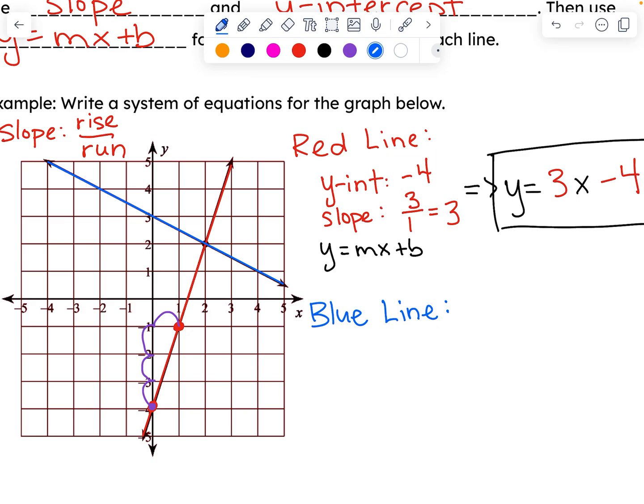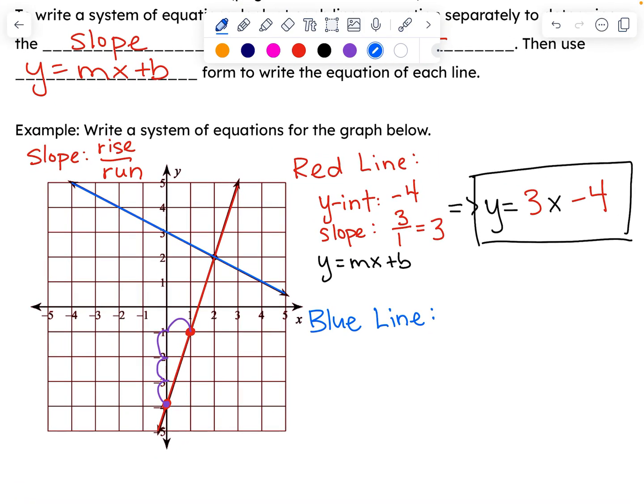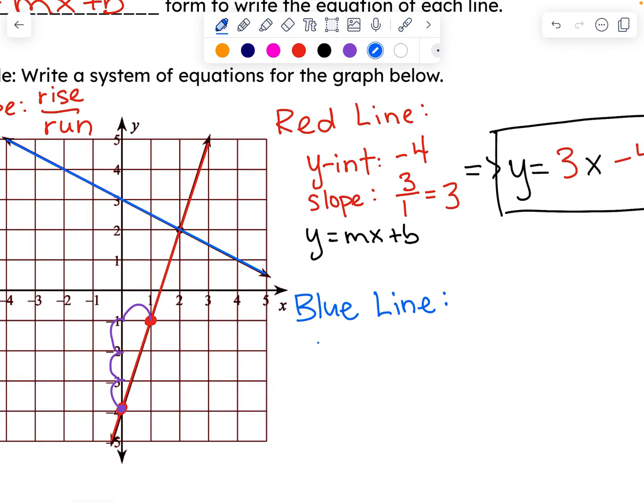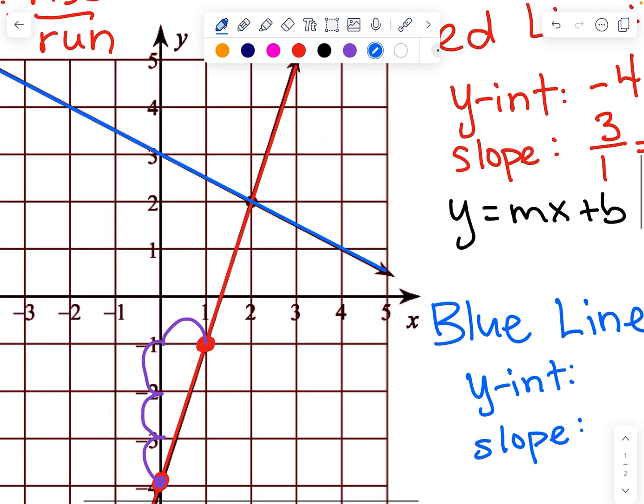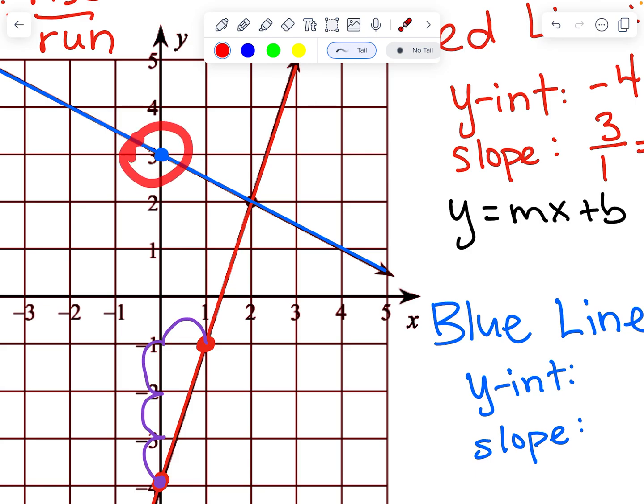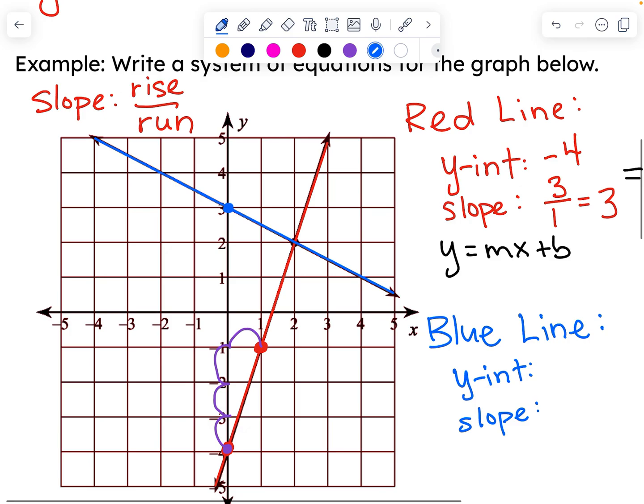Pause the video at this point if need be. And now we're going to find both the y-intercept and the slope for the blue line. Well, my y-intercept is right here. This is the place where the blue line is crossing the y-axis. So I have a y-intercept of positive 3.